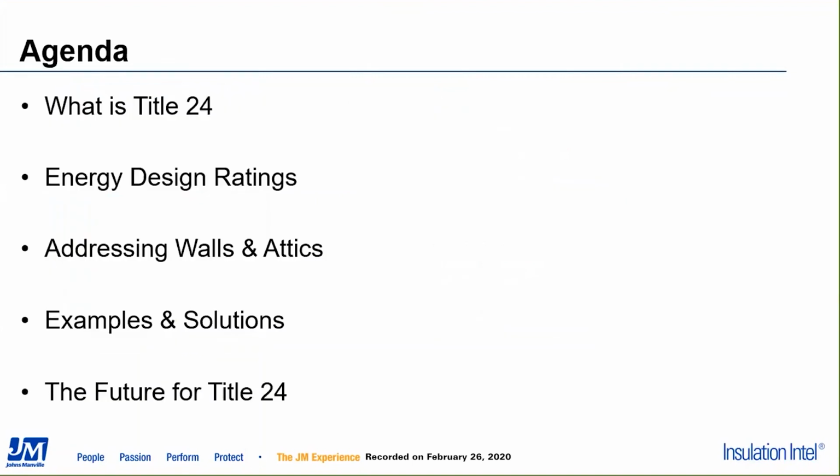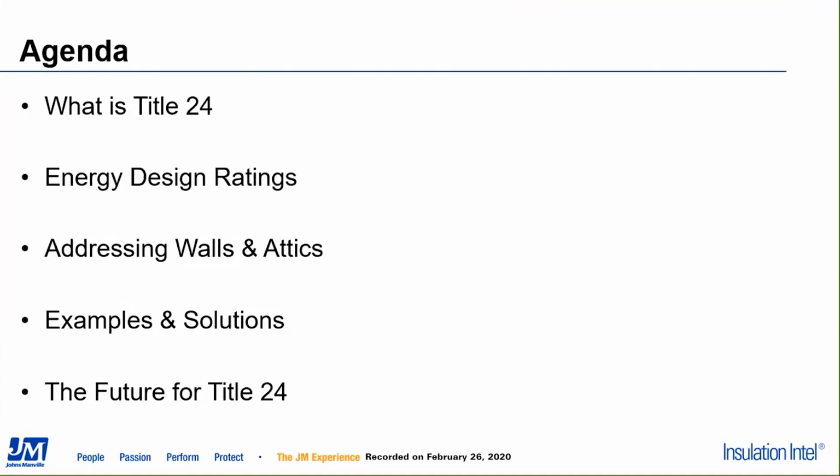So just really quickly, we're going to start the webinar off today talking just a little bit high level about what is California's Title 24, its relevance, and a little bit of the history there. We're going to then dive into some of the changes that have occurred in the 2019 version of Title 24, and that's these next few bullet points: the energy design ratings, changes to walls and attics, some examples and solutions.